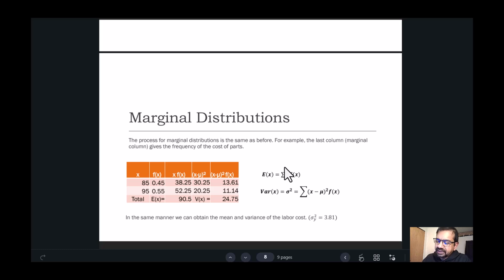Doing the same thing, we can also obtain our variance for labor costs. With the three options, the variance for labor cost is given by 3.81.